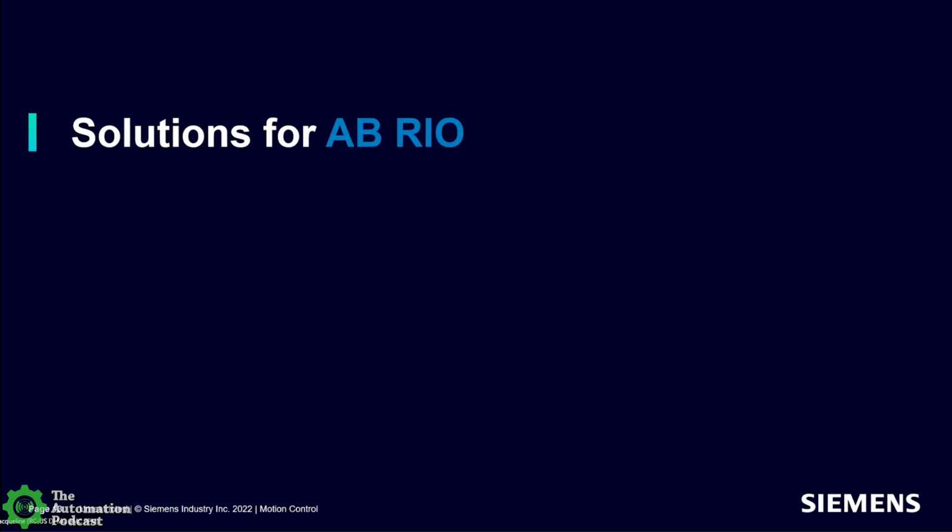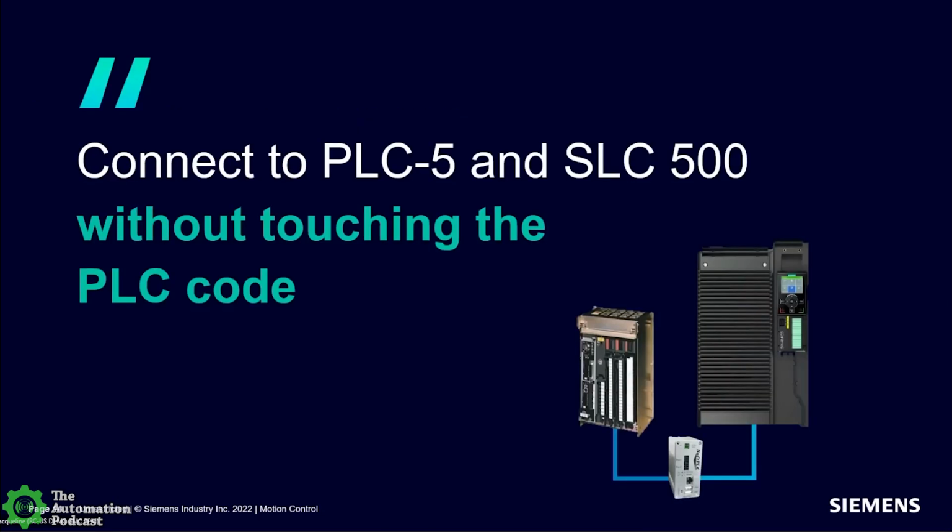So we have solutions for both. We have solutions for Allen-Bradley Remote IO, also known as Blue Hose or RIO. And we can connect to PLC 5 and SLC 500 without touching the PLC code. So it's very cool. It's a very powerful message, and I'm going to explain how exactly we do that.